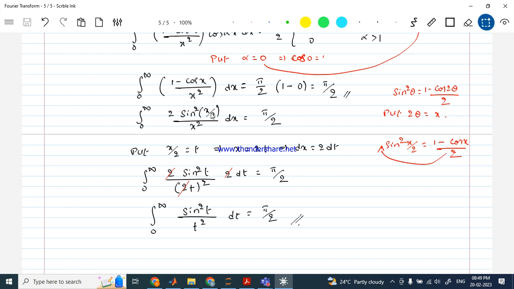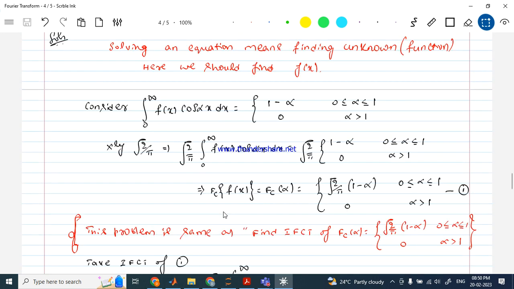But we don't want x by 2 in this place, I just want t. I am going with the same substitution, x by 2 equal to t. That will give us sin square t, dx is 2 dt, and x square is 4t square. This 4 will cancel with the 2 and 2. It will just give us the integral of sin square t by t square dt equal to pi by 2. So this was the required integral here.